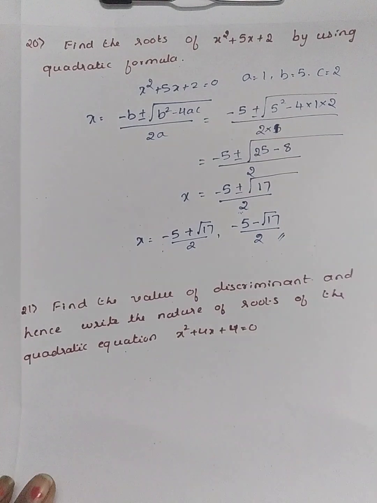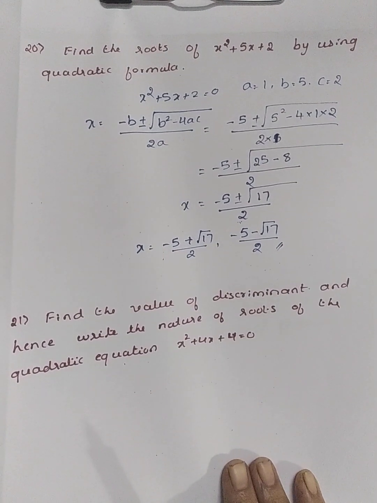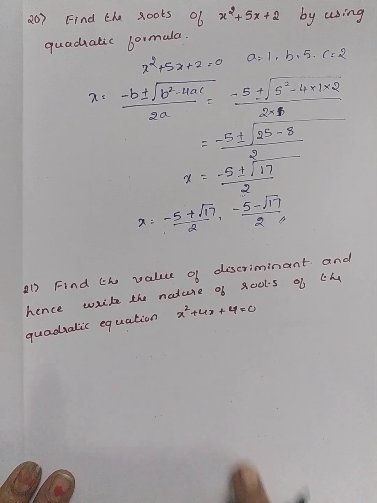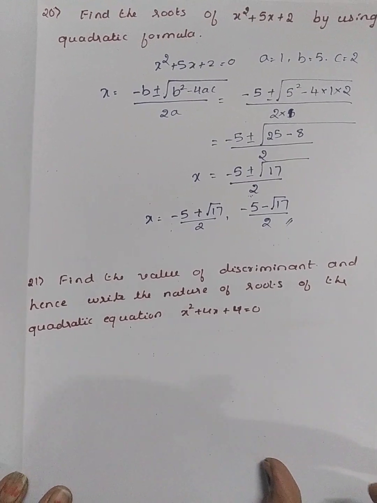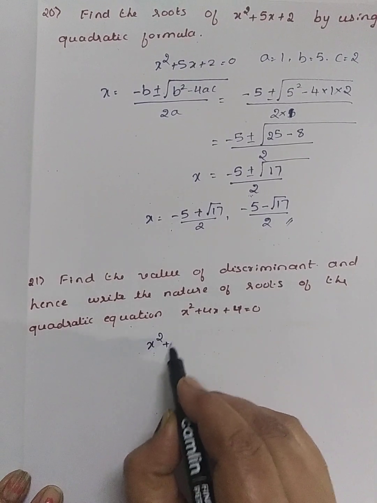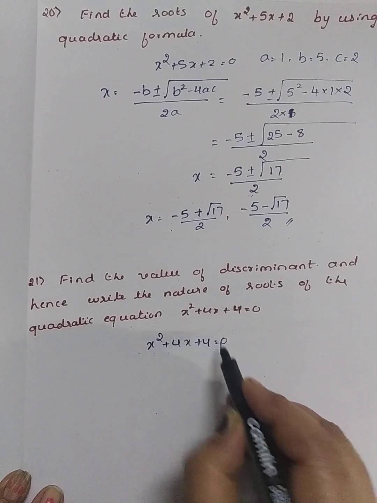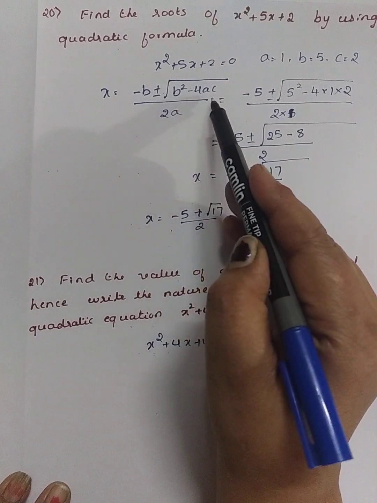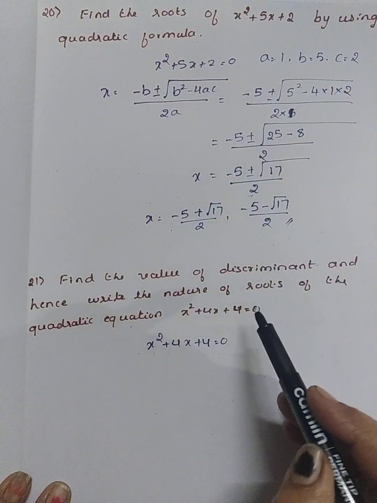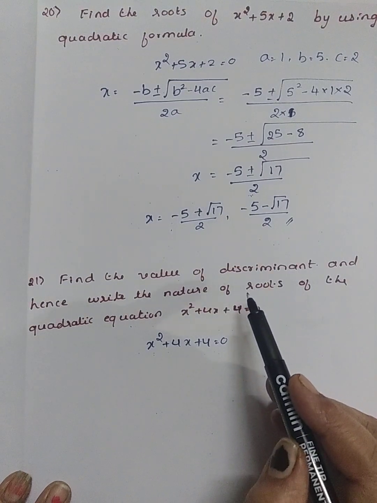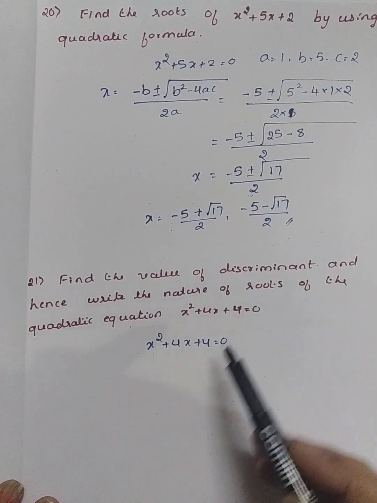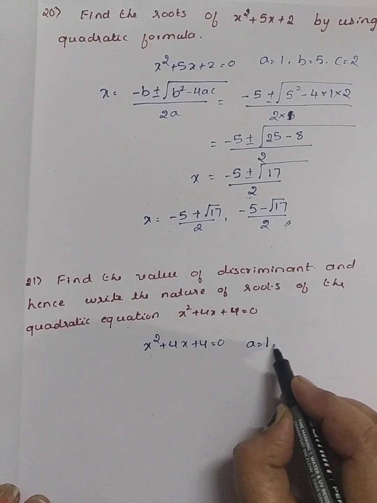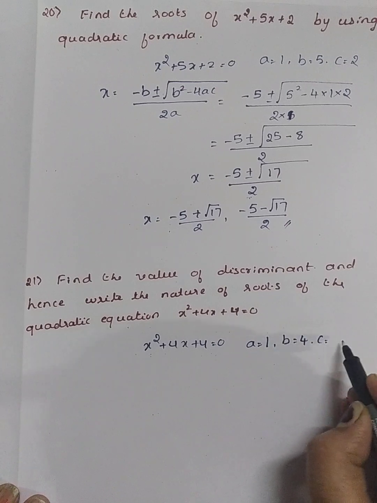Next question is find the value of discriminant and hence write the nature of the roots of the quadratic equation x square plus 4x plus 4 equal to 0. So the given quadratic equation is x square plus 4x plus 4 equal to 0. What is discriminant? B square minus 4AC is called the discriminant. We have to find the discriminant, and by seeing the discriminant, we will see the nature of the roots. So first A equal to 1 and B equal to 4 and C equal to 4.